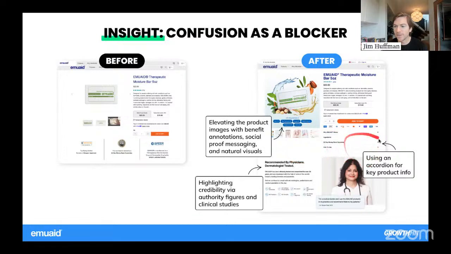Another thing with the accordion, we listed out the ingredients and also put in a how to use so we could really start to answer those questions. The other thing to address value or price was showing that it's recommended by physicians as their top over the counter product and putting doctors in there that recommend it.